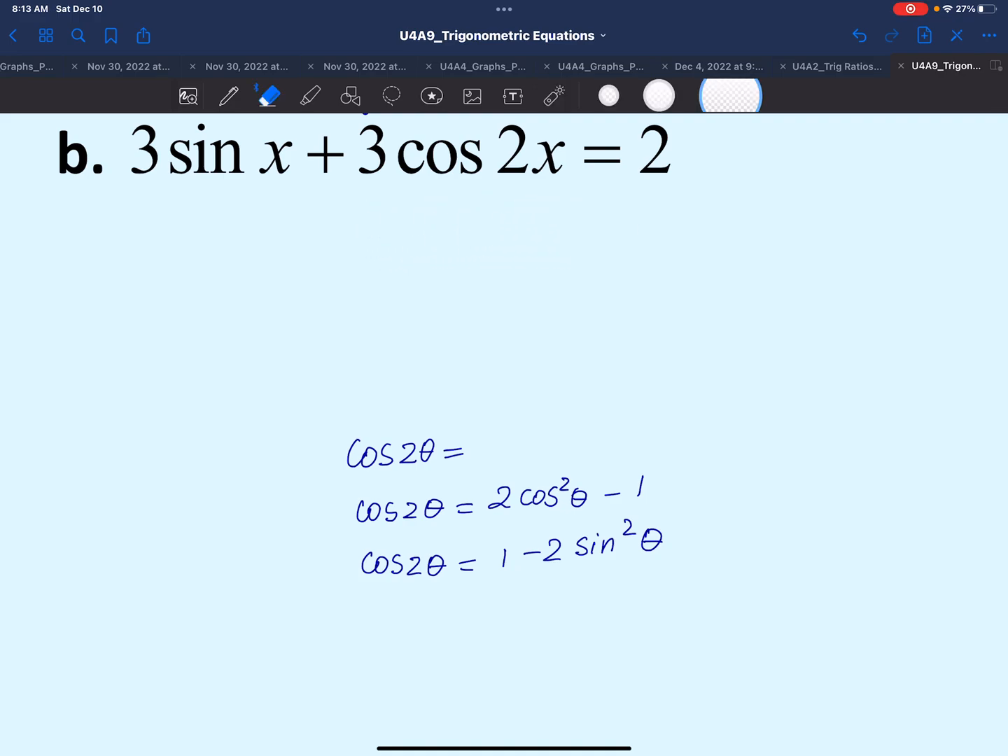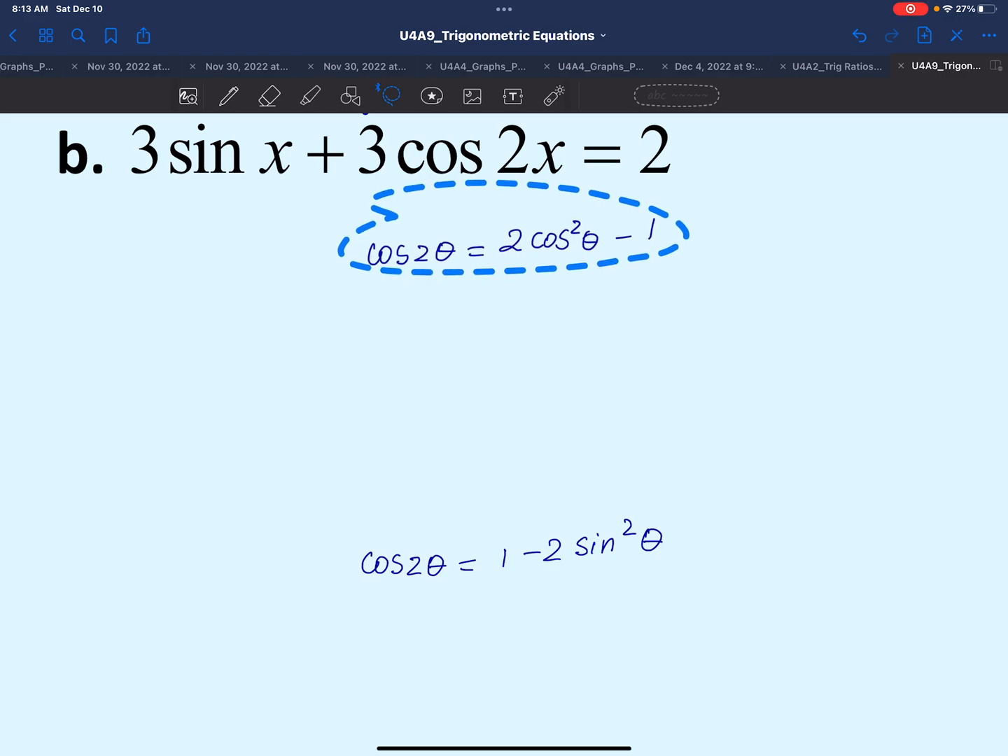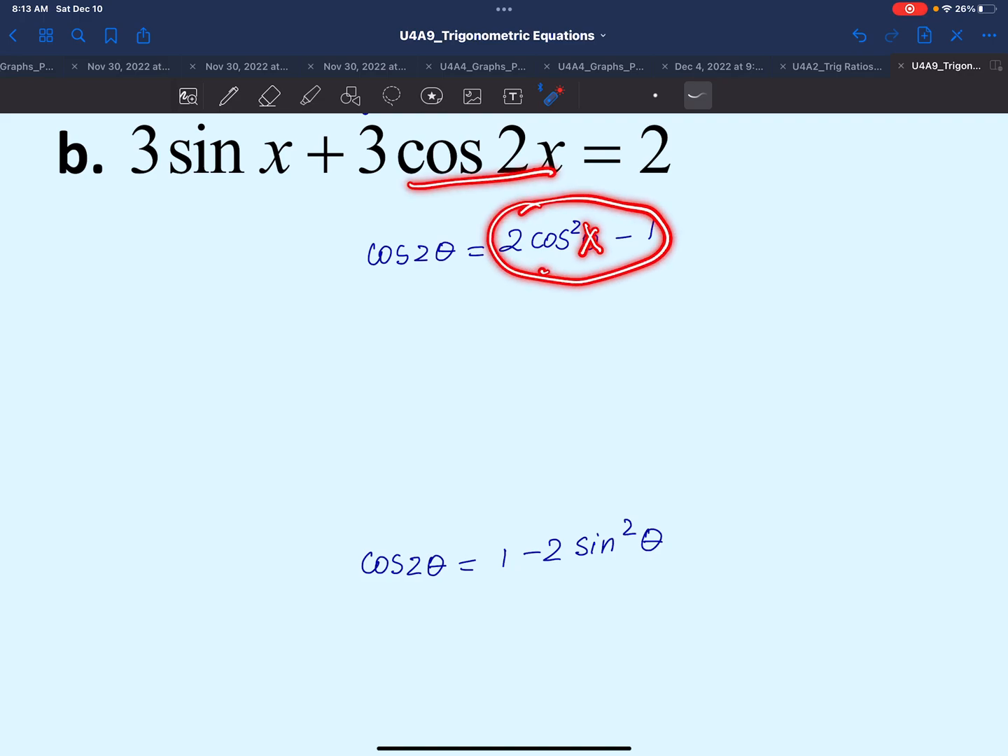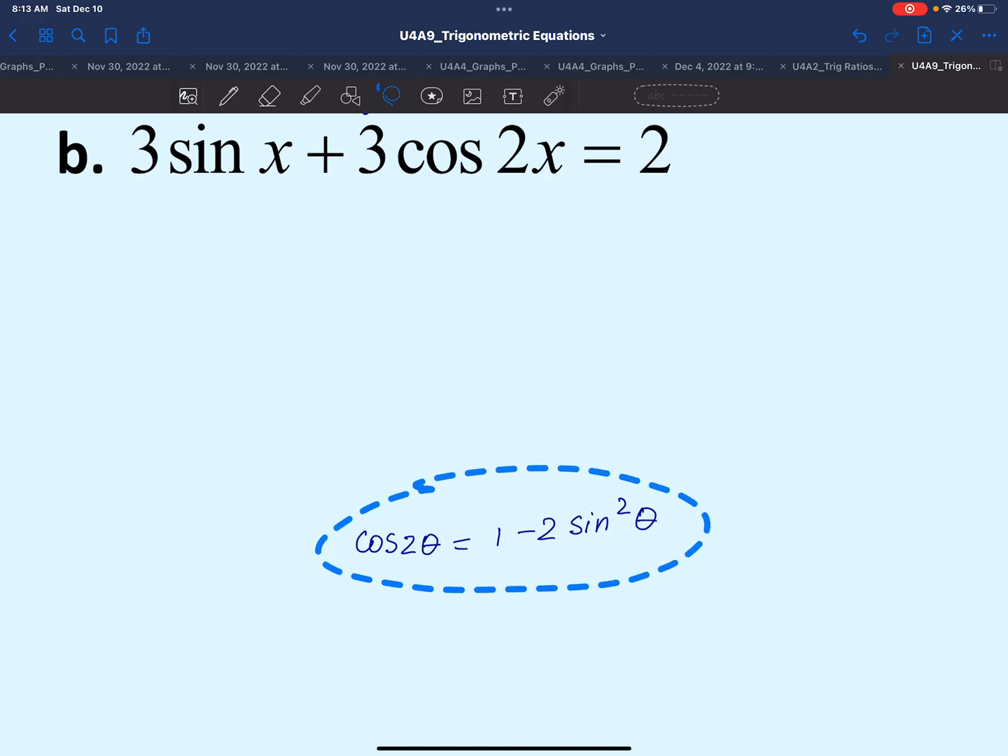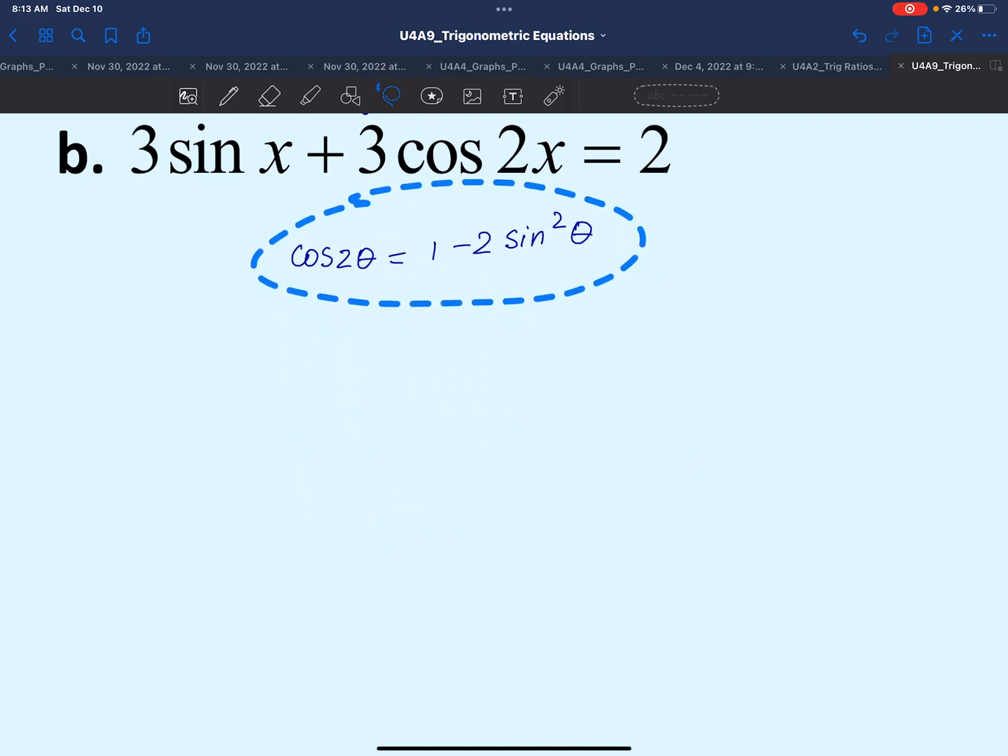If we decide to go for the second formula for the double angle cosine, now this will resolve the problem of having a single x, so cosine 2x would be 2 cos squared x minus 1, but we would still have cosine and sine in the same equation, which we prefer not to have. So let's take a look at our last option, which is 1 minus 2 sine squared theta.